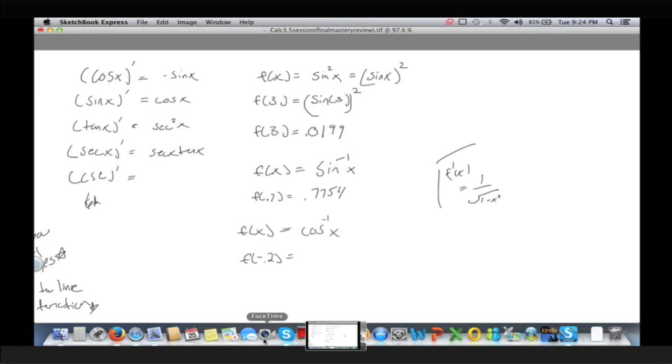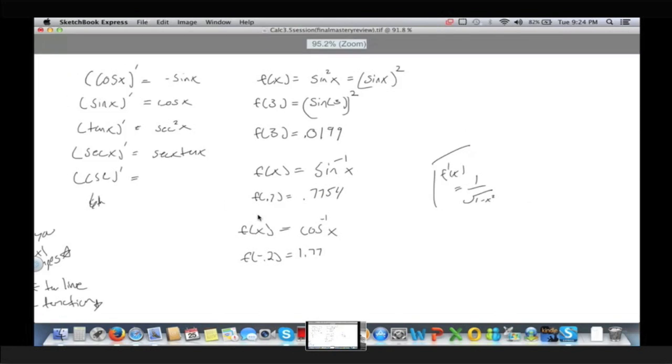Second cosine, -0.2. Okay, very good. So we just wanted to review how to do this on the calculator. Good. So those are all correct.